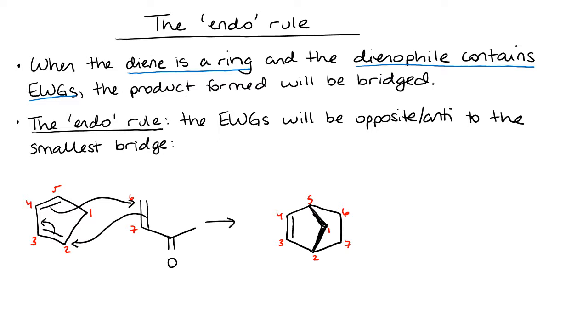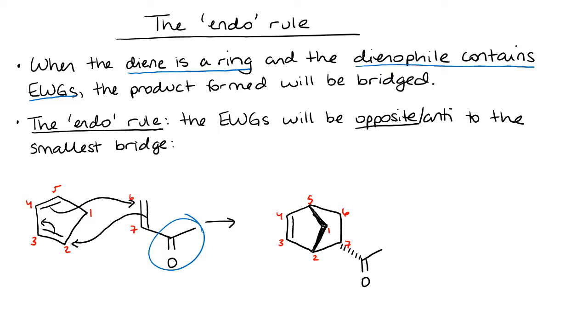Now for our electron withdrawing group, which is this group here, we now have an sp3 hybridized carbon number 7, so we need to show the stereochemistry of this electron withdrawing group. Now our bridge is carbon number 1, and our bridge is coming up above the plane of the ring. That means our electron withdrawing group, which needs to be opposite the smallest bridge, is going to be a dash, going below the plane of the ring.